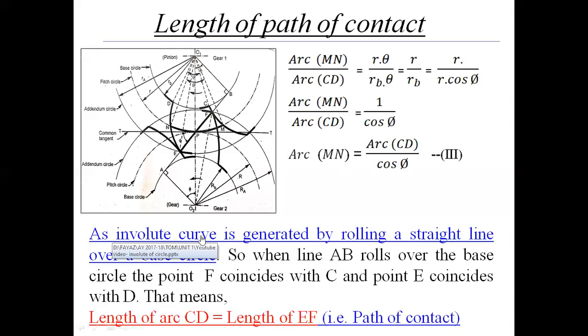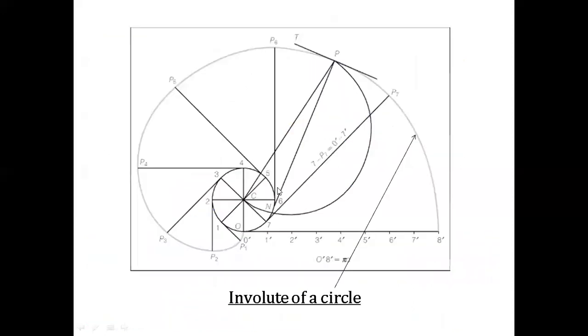as the involute curve is generated by rolling a straight line over the base circle. That is the involute curve that is generated by rolling a straight line over the base circle. And in the first year engineering graphics subject, we have already learned how to draw the involute curve. We can see here, this is the involute curve. The procedure of how to draw the involute curve, we have already learned in first year engineering graphics.